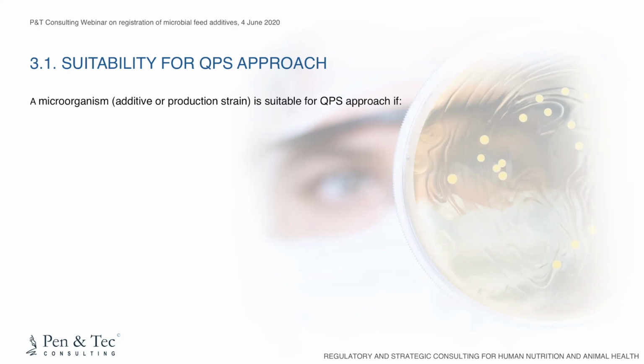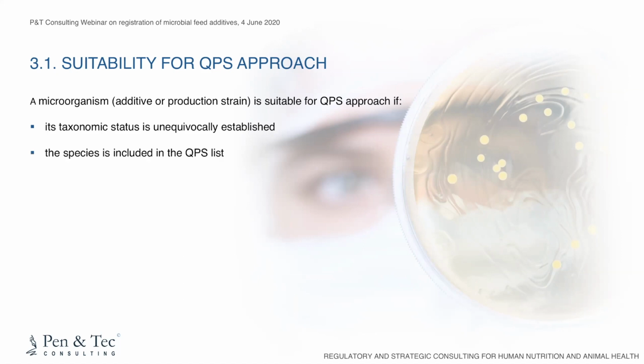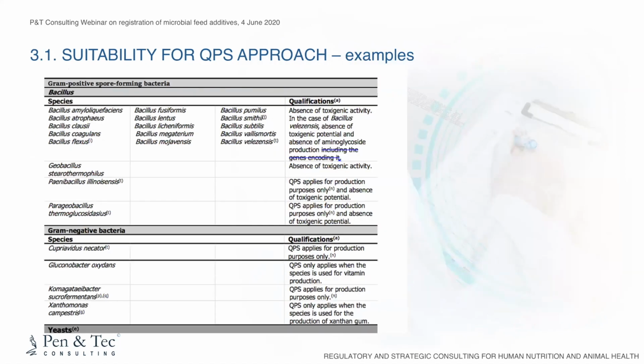To justify that a microorganism is suitable for being evaluated according to the QPS approach, its taxonomic status should be established. It should be a species included in the QPS list, which is updated twice a year. And it should comply with any qualifications set in the QPS list. You can see here some examples of qualifications, which can be absence of toxigenic activity for Bacillus species, or in the case of Bacillus velezensis, absence of toxigenic potential and absence of aminoglycoside production.